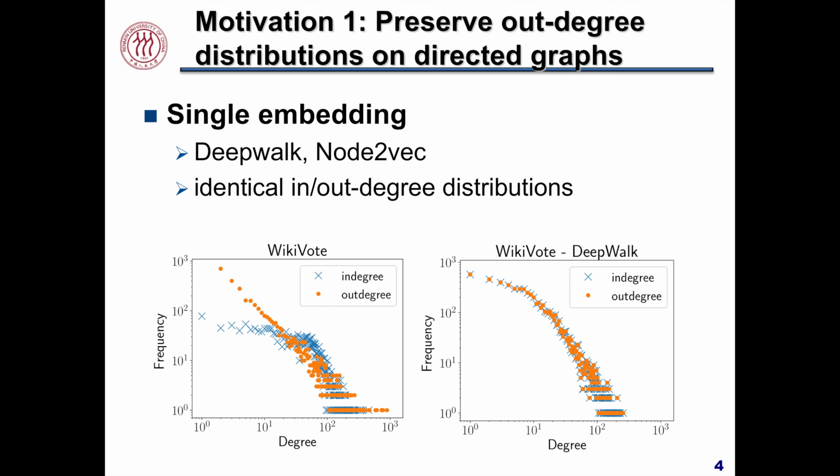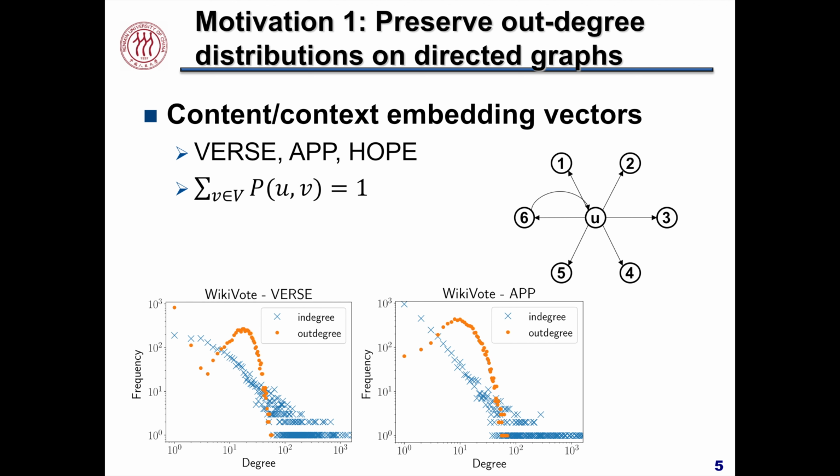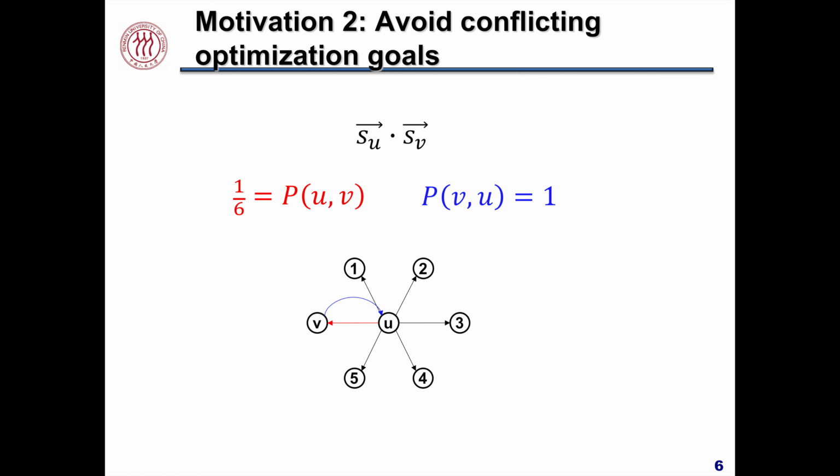This is because DeepWalk trains a single embedding vector for each node, so it can only preserve structure information for undirected graphs. VERSE and APP train content and context embedding vectors, but can only preserve the in-degree distribution. The reason is that proximity from U to the other nodes should be normalized. The number of pairs with large proximities is limited to a very small range, so they cannot reconstruct nodes with large out-degrees.